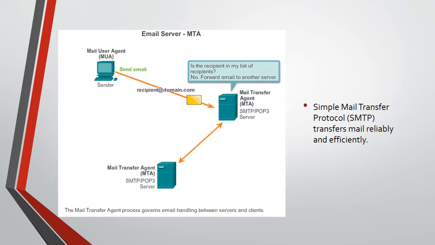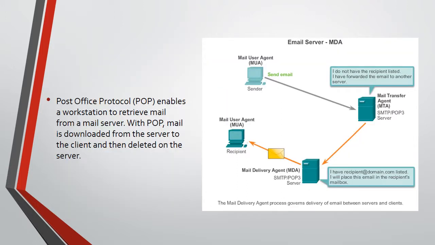When a client sends an email, the client SMTP process connects with a server SMTP process on the well-known port 25. The destination email server may not be online or may be busy when email messages are sent. Therefore, SMTP spools messages to be sent at a later time. Post Office Protocol (POP) enables a workstation to retrieve mail from a mail server.